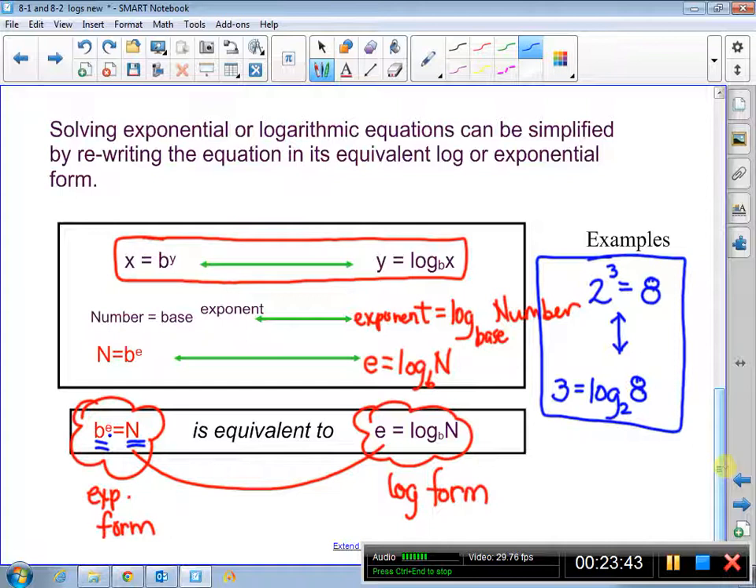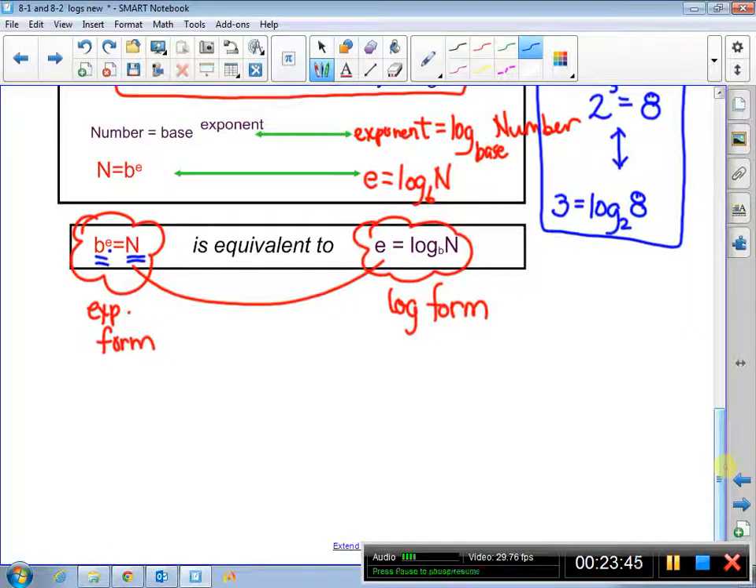Let's do one more, then we're done. 25 to the half power equals 5. Put that in logarithmic form. The exponent equals the log base 25 of 5.